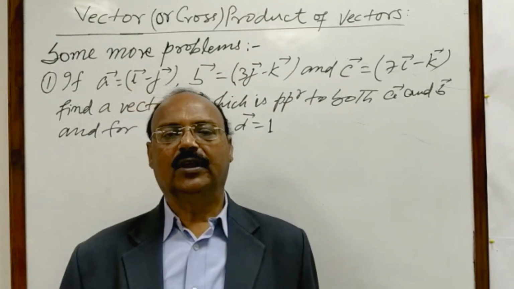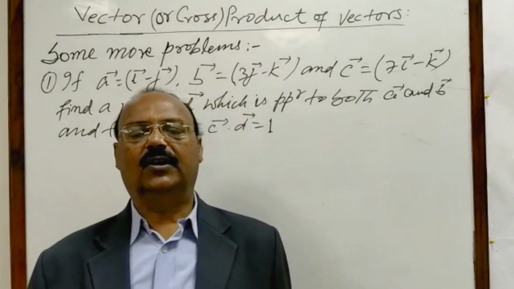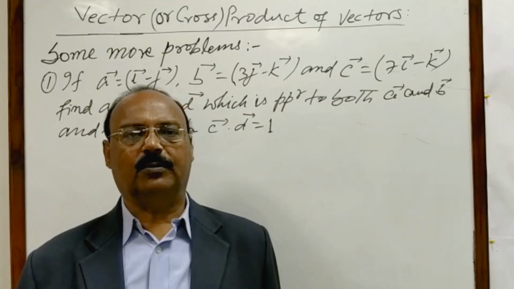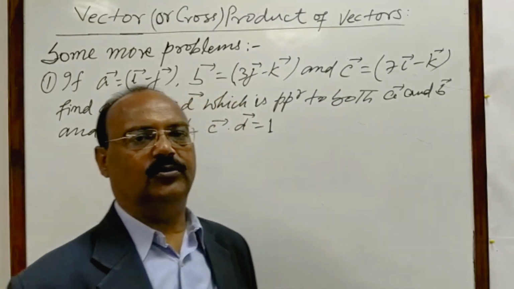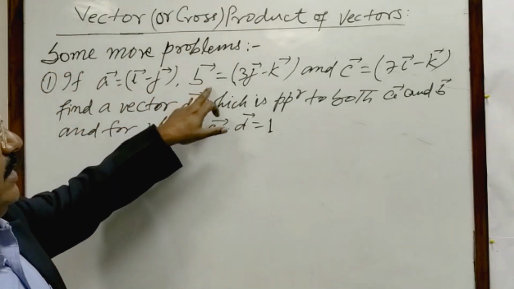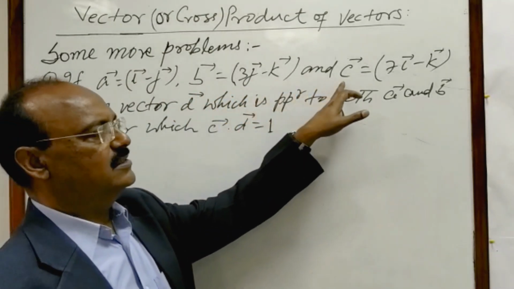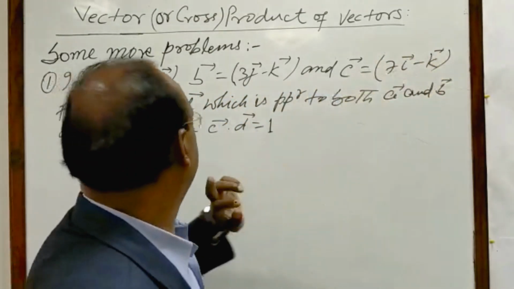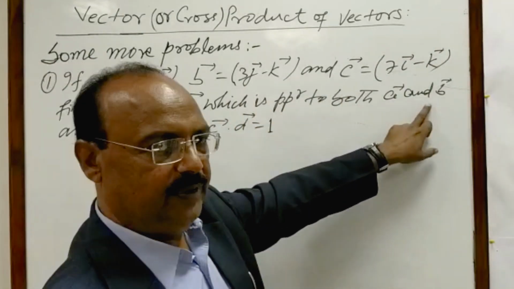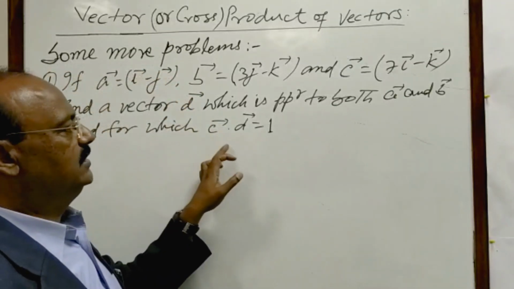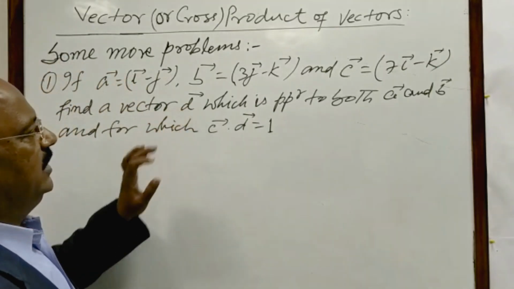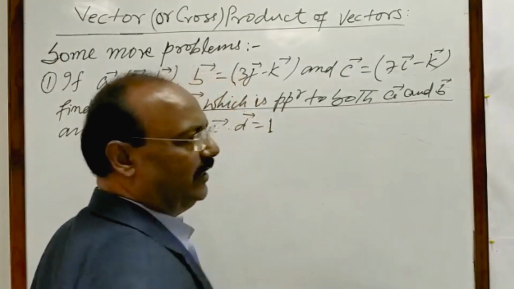So dear students, today we'll discuss some more problems on cross product of vectors. Already in the previous video we have seen some problems. Here let us start with question number 1. If vector A is i minus j, vector B is 3j minus k and vector C is 7i minus k, find a vector D which is perpendicular to both A and B and for which C dot D is equal to 1. So students, here required vector D is perpendicular to both A and B.